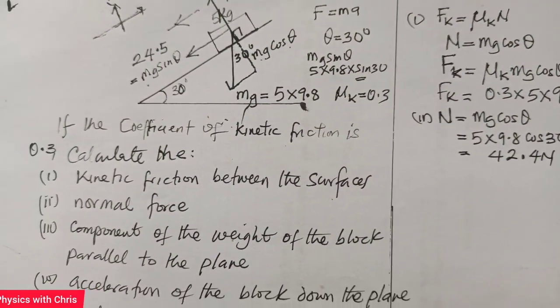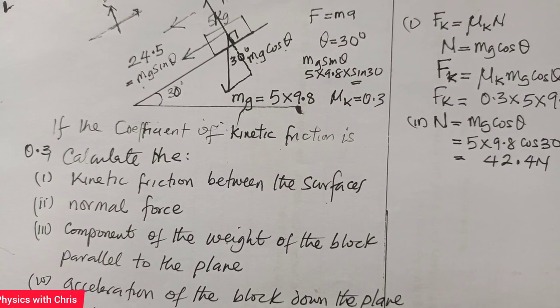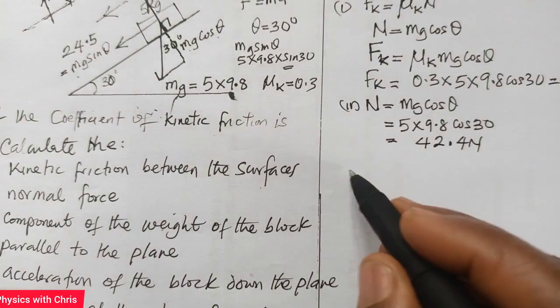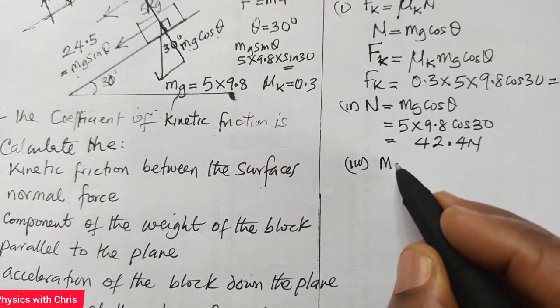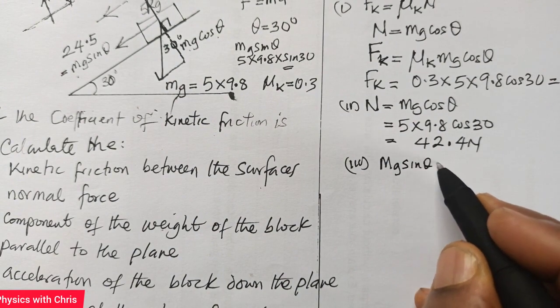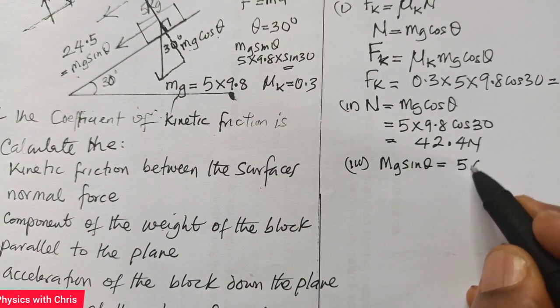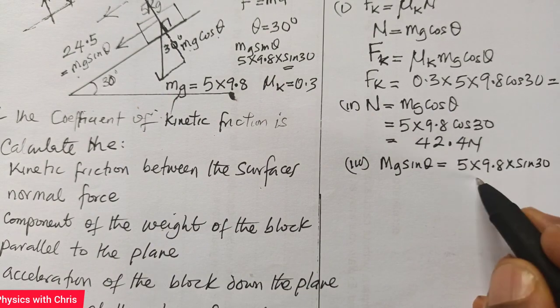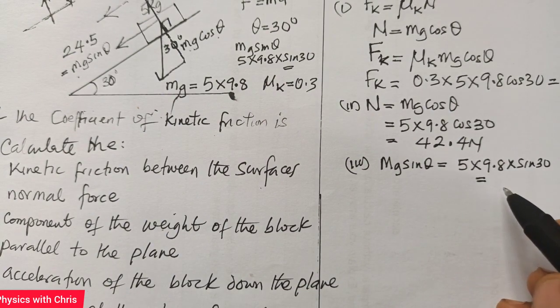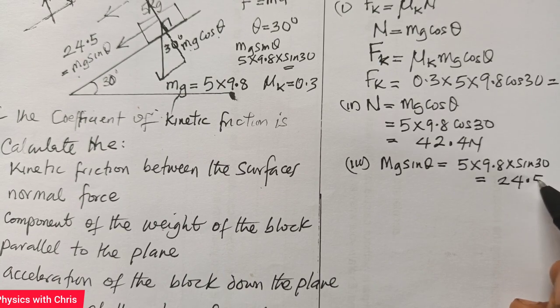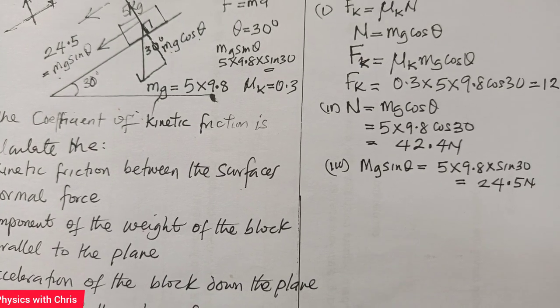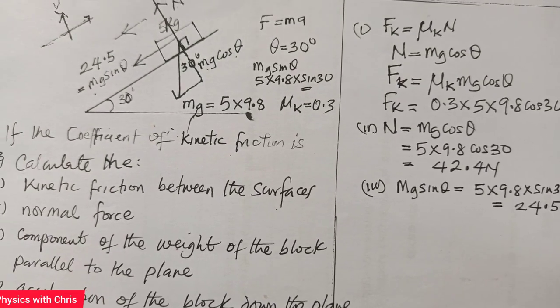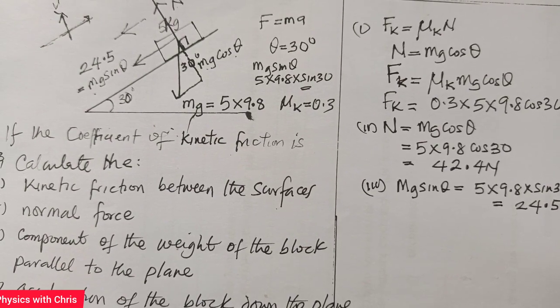The next question says we should calculate the component of the weight of the block parallel to the plane. The component of the weight parallel to the plane, that's your mg sin theta. So that gives me 5 times 9.8 times sine 30 degrees. I've found that before, 24.5 Newton. That's the component of the weight that is parallel to the plane surface.